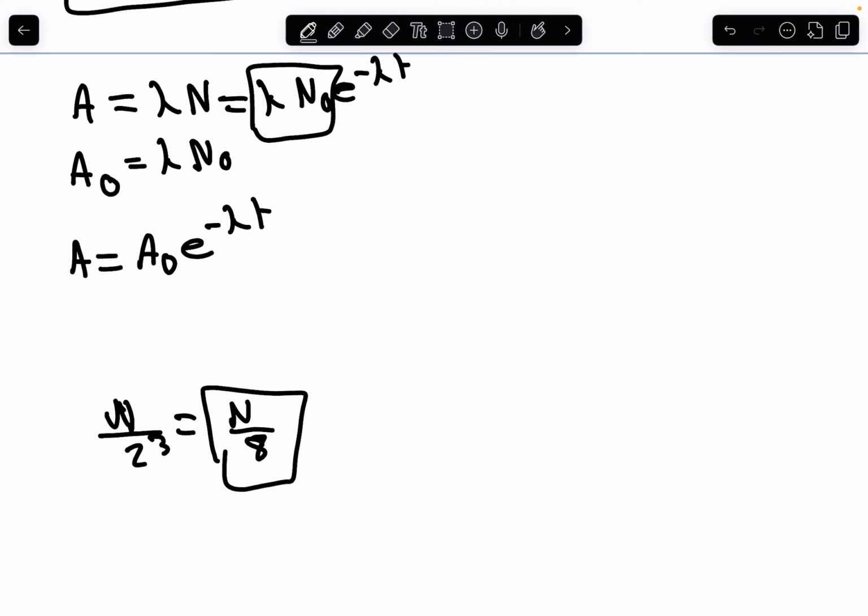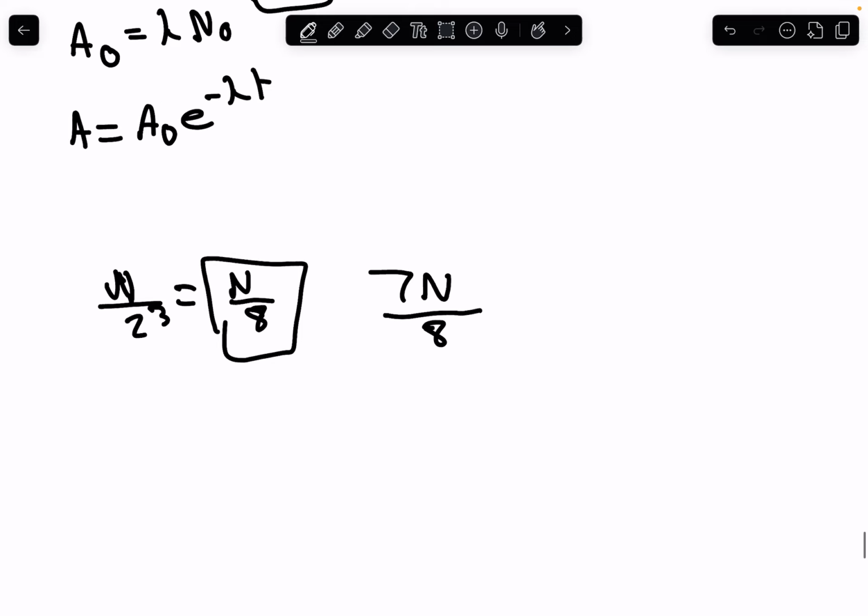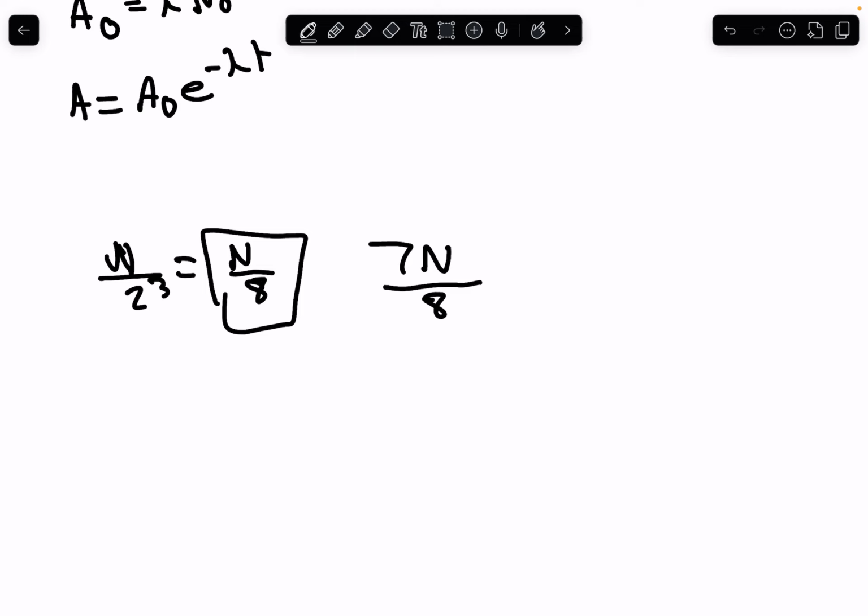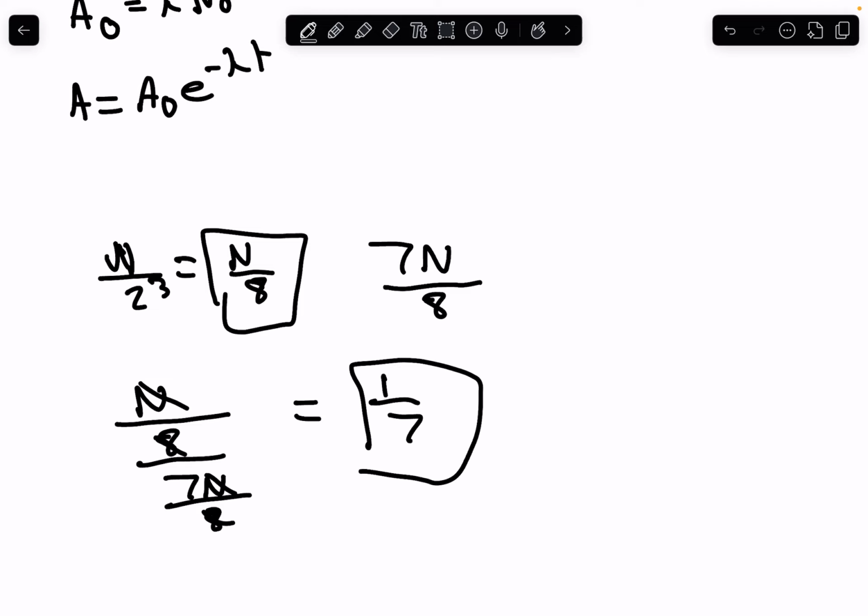So this is the number of iodine atoms remaining, okay? Not the number of xenon atoms. The number of xenon atoms is simply what's not remaining, which is 7N over 8. So N over 8 divided by 7N over 8, if you write it down, is equal to 1 over 7. These cancel out, and this becomes 1. So it becomes 1 over 7, which is the correct answer.